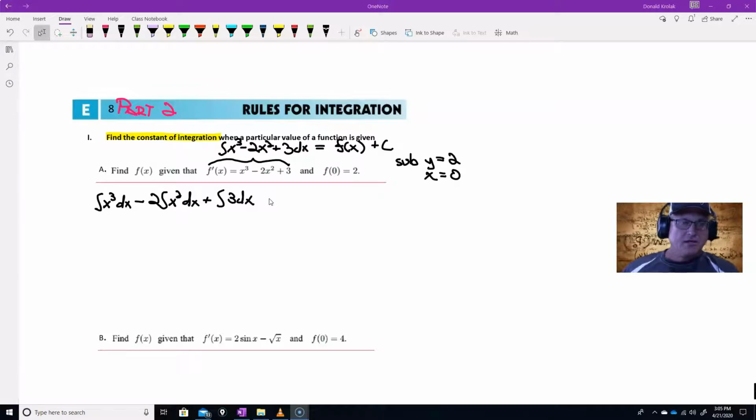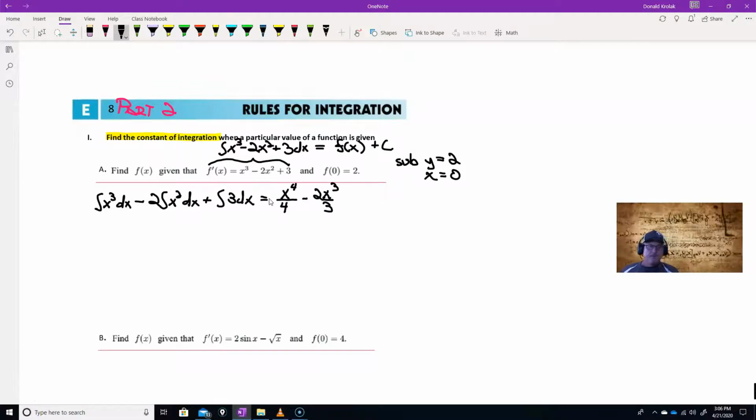All right, and then when I integrate this, this is going to equal the function. So the integral of x cubed is add 1 to the exponent over 4 minus 2, add 1 to the exponent, plus 3x. Okay, now this right here is the original function. So to figure out what C is, I'm sorry, I left the C off.